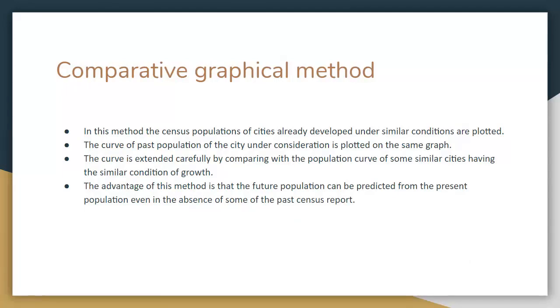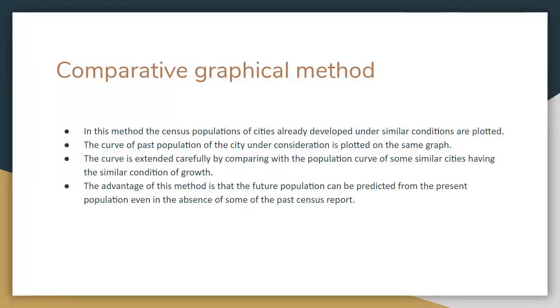In this method, the census populations of cities already developed under similar conditions are plotted. First, we plot the census populations of cities of similar conditions on the same graph. The curve of the past population of the city under consideration is plotted on the same graph. The curve is extended carefully by comparing it with the population curve of some similar cities having similar conditions of growth.